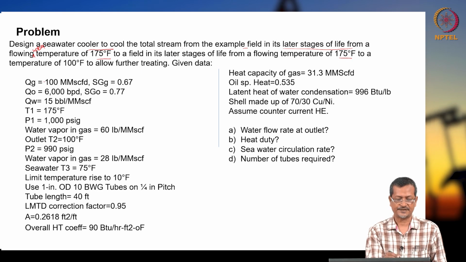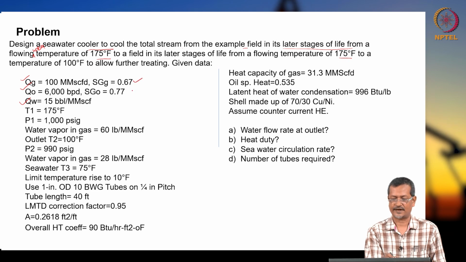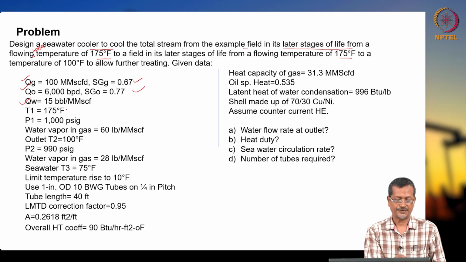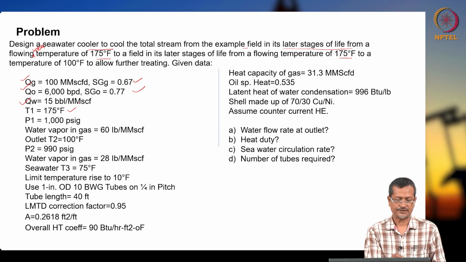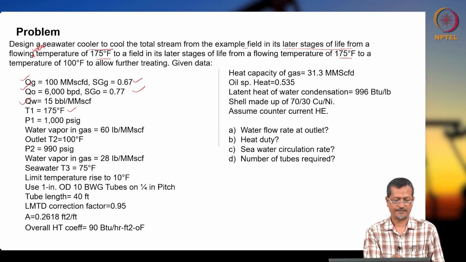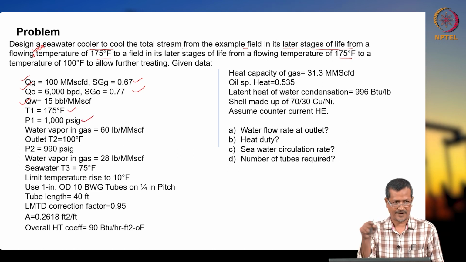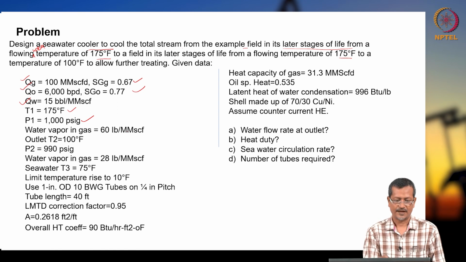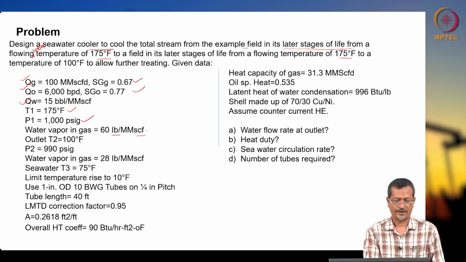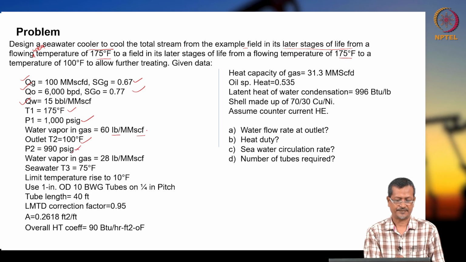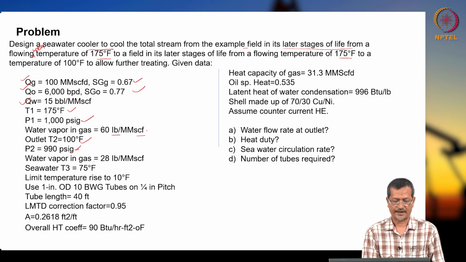Given data: gas flow rate, oil flow rate, water flow rate are given, and specific gravity of gas and oil are given. Inlet temperature to the exchanger 175, pressure 1000 psig. Psig means you have to add 14.7. Water vapor in gas 16 pounds per MMSCF. How much water vapor is there? Outlet temperature 100 degrees, outlet pressure again given in psig, water vapor in gas 28.